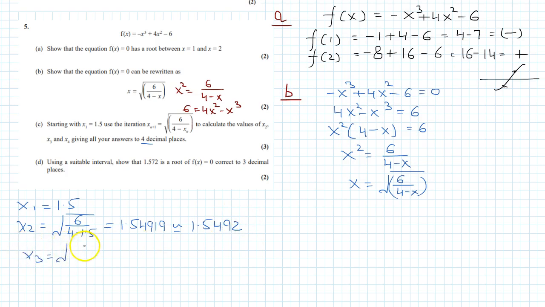x3 will be root of 6 over 4 minus 1.5492. So that will be equal to 1.5646, 1.56466. That is equivalent to 1.5647. x4 is equal to the same, and you will get the value 1.5696.